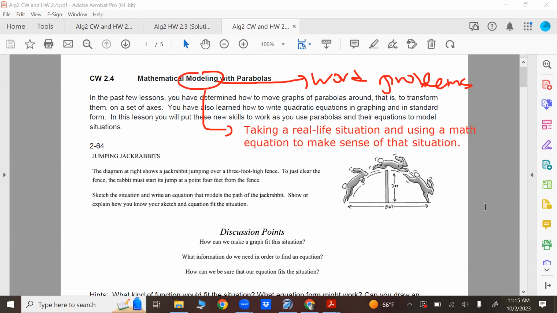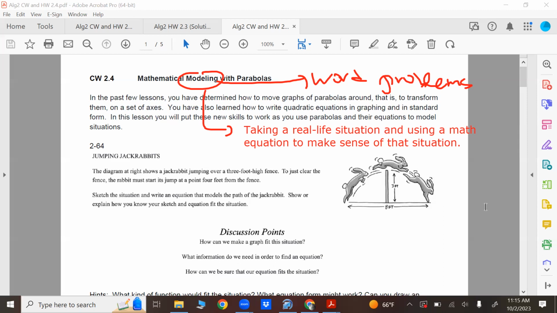Who should I have? Jack, do you mind reading the part about the jumping jackrabbits, please? The diagram of the jackrabbit just clears the fence. Sketch the situation, write the equation. Okay. No, you got it.